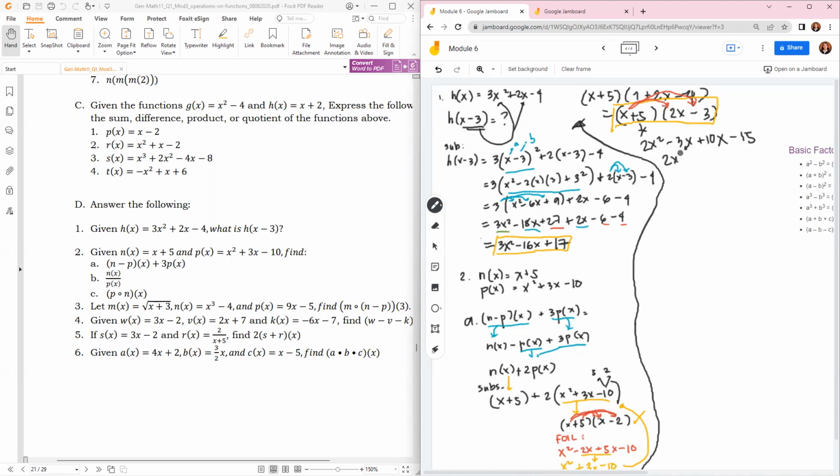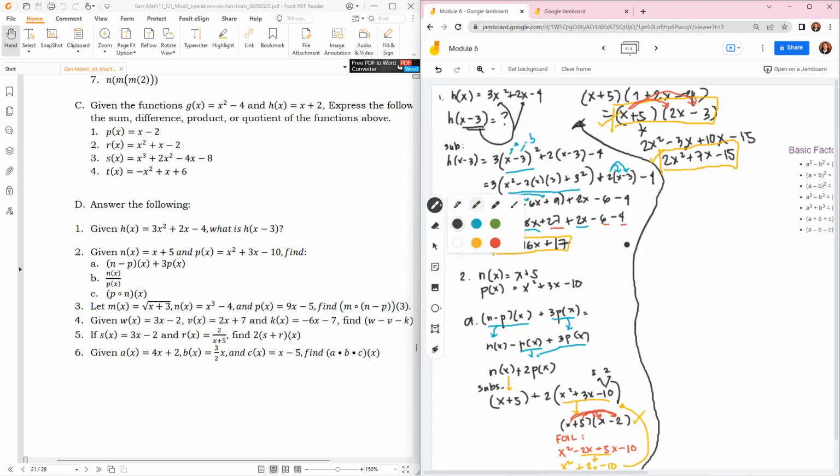So that would be equal to 2x squared. Combine the like terms: 2x minus 3x... that would be 7x minus 15. So it matches what is in the answer key. So our answer is correct. We can express it either this way or that way.